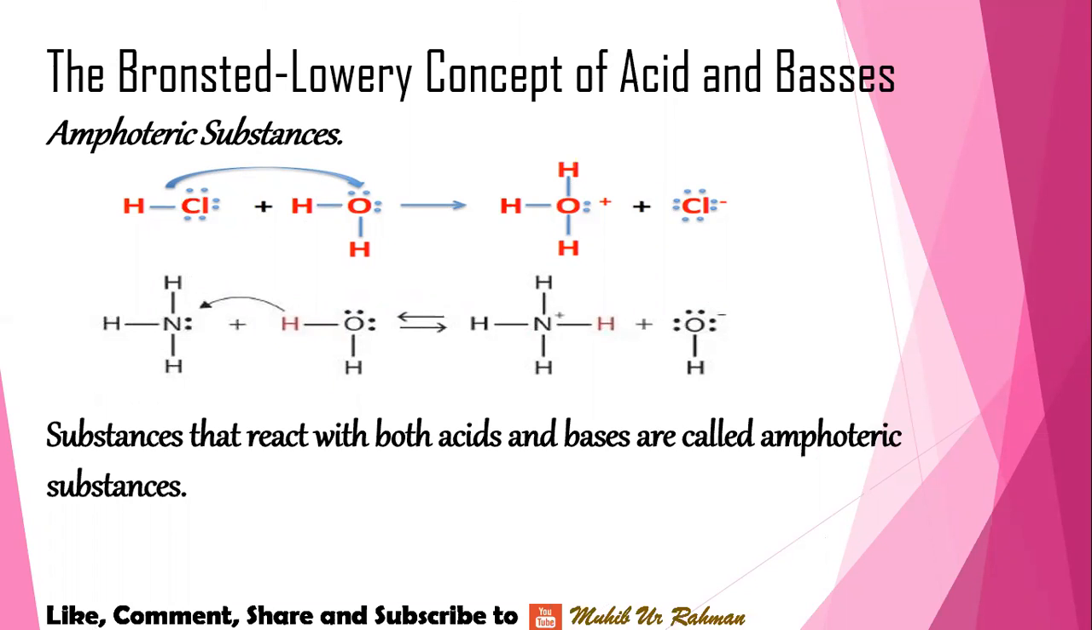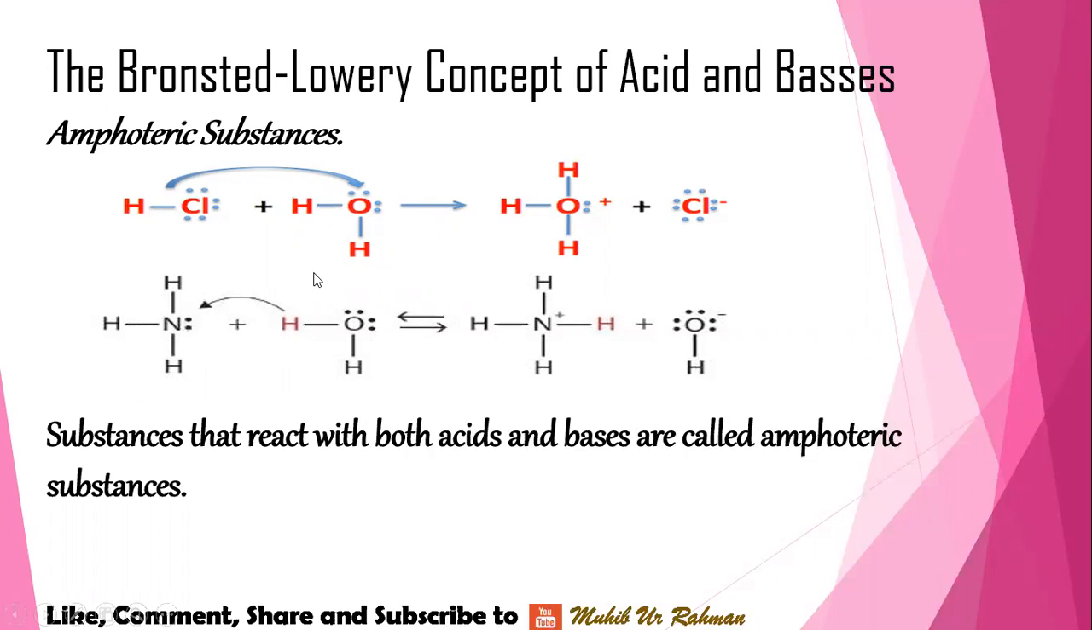Take two examples. HCl plus H2O, I have already told you. Similarly, NH3 reacts with water to form ammonium ion and hydroxyl ion. In the first reaction, H2O accepts a proton to form H3O positive, which means that it is a base. But in the other reaction, H2O loses a proton to form hydroxyl ion, which means in this reaction it acts as an acid. HCl is an acid, NH3 is a base.